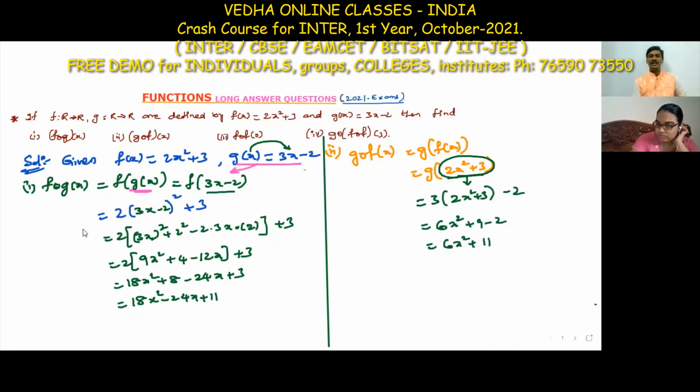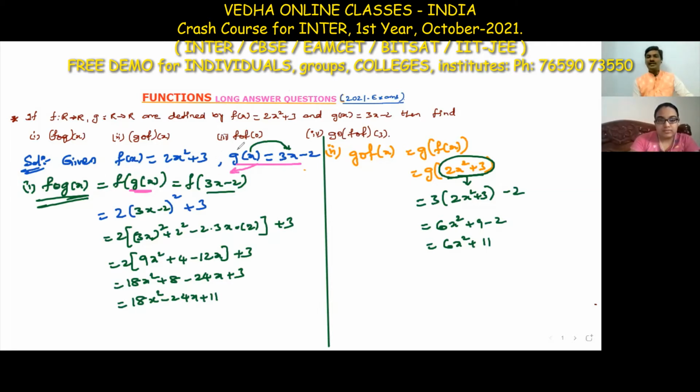G circle f of x and f circle g of x, are both equal or not? Both are not equal. Here we did g circle f of x and got a different answer from f circle g of x. So they are completely different answers. Different or not? Yes.